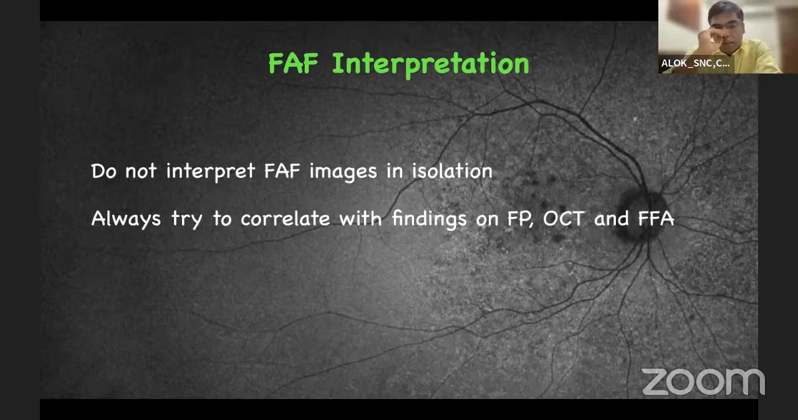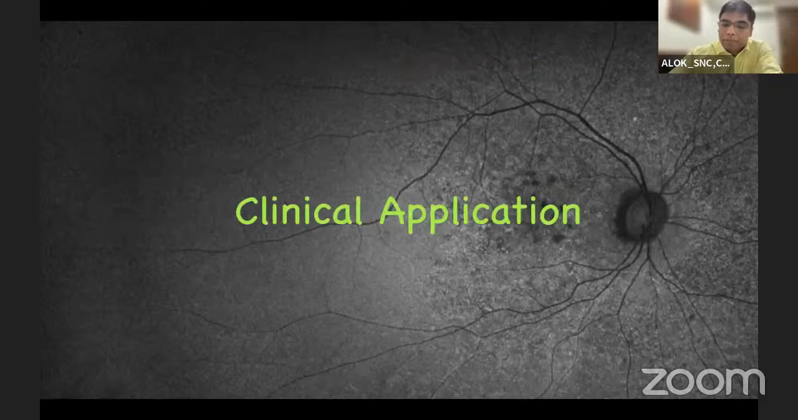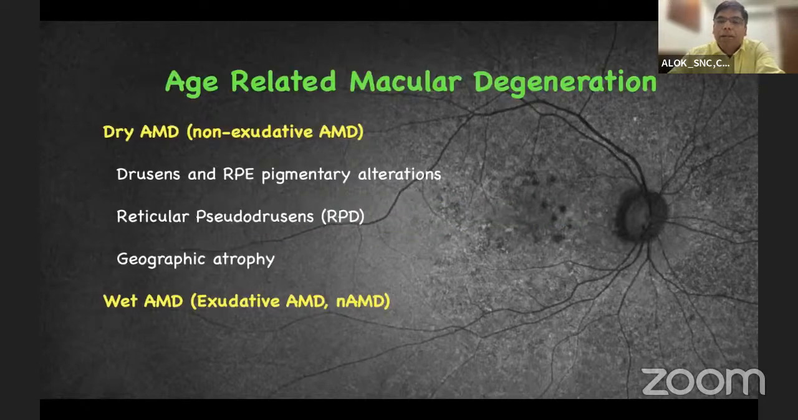Now, one caution is, do not ever interpret FAF images in isolation, because there could be a lot of variation, and always try to correlate with findings on your fundus picture, OCT, and FFA. So that is one important thing that you should always remember. Never make a diagnosis based on an FAF image alone. Now in the next 10-15 minutes, we'll go through some of the clinical cases.